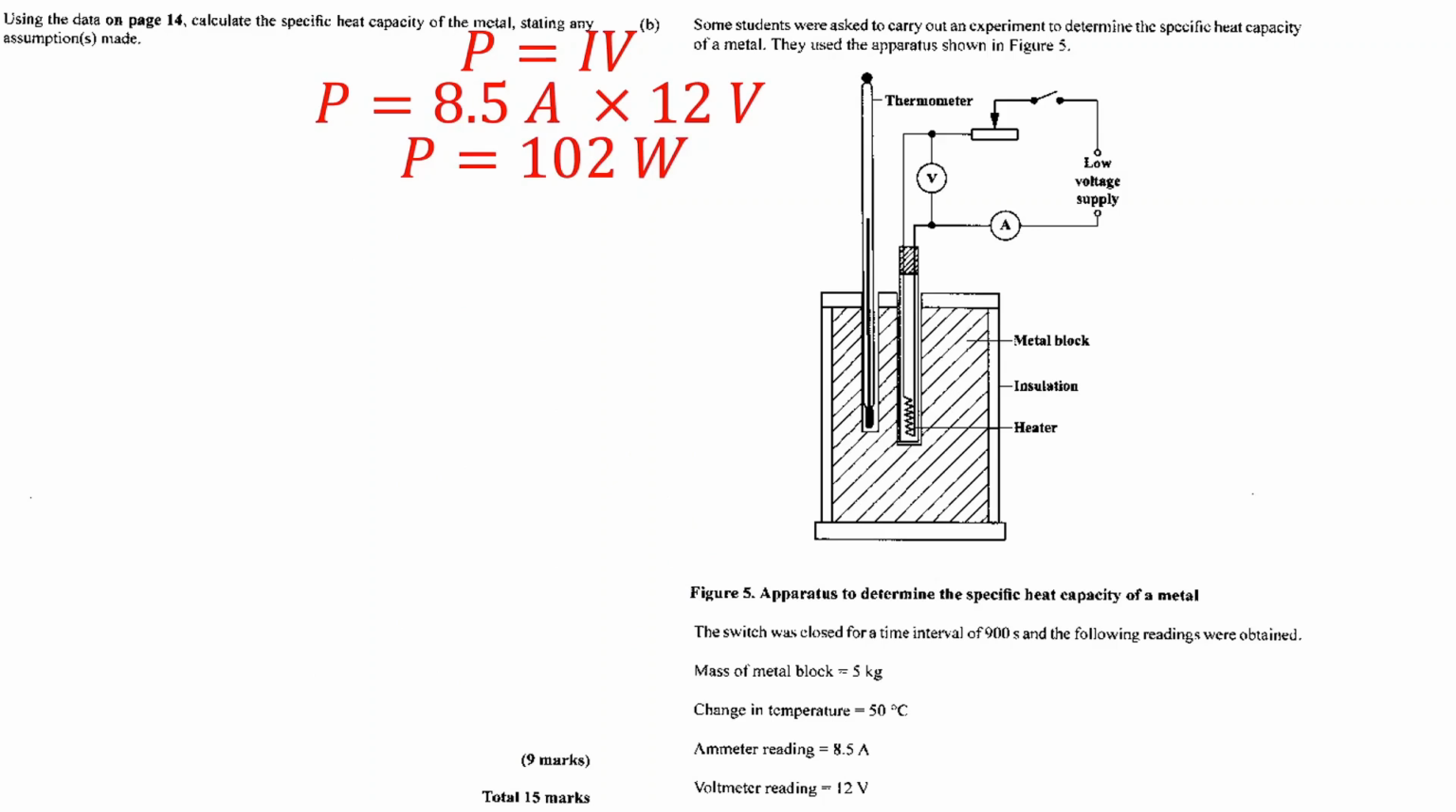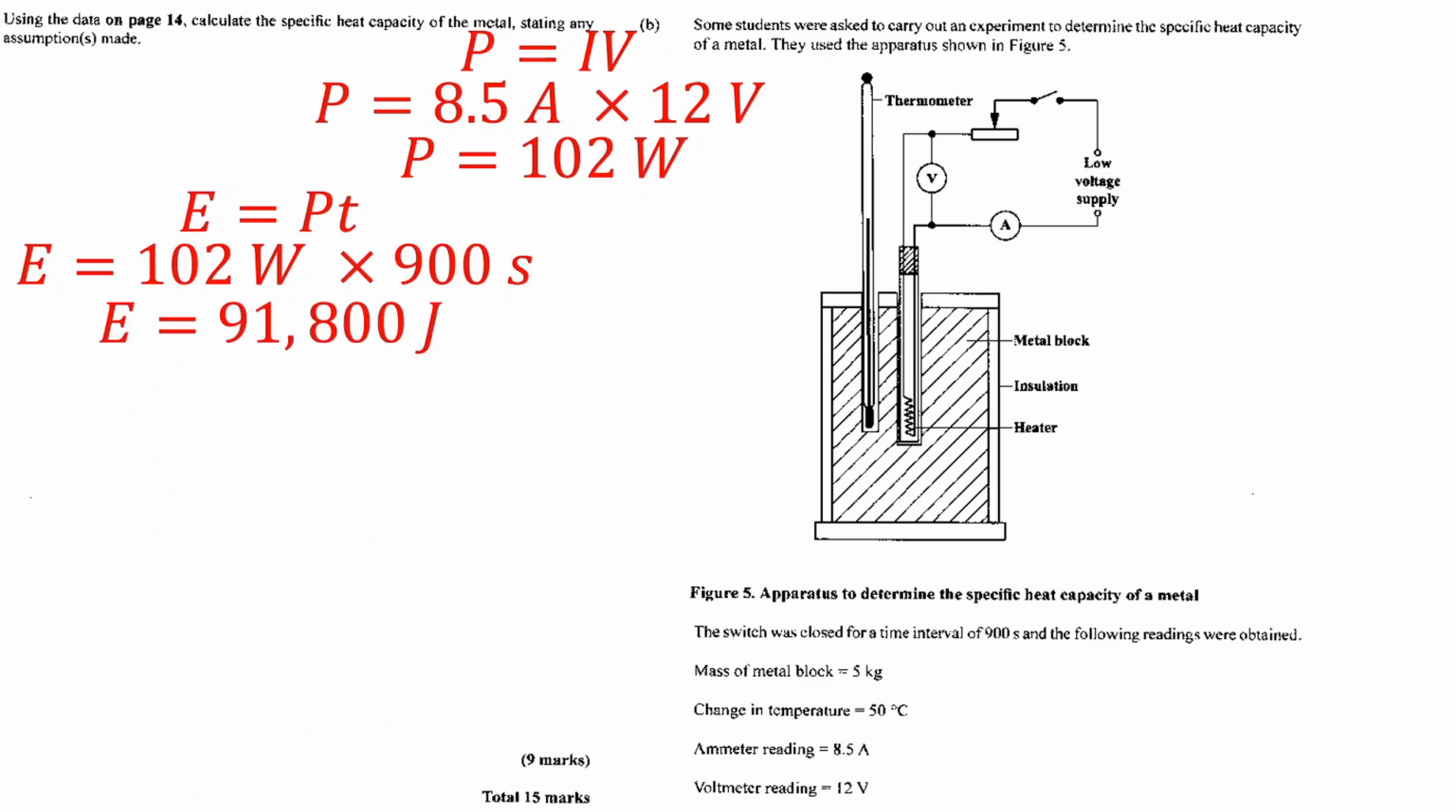Next, the energy is equal to power multiplied by time. So we calculated that the power is 102 watts and the question states that the time taken was 900 seconds. So that gives us an energy of 91,800 joules.